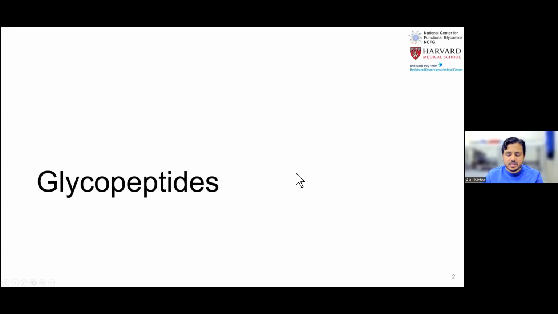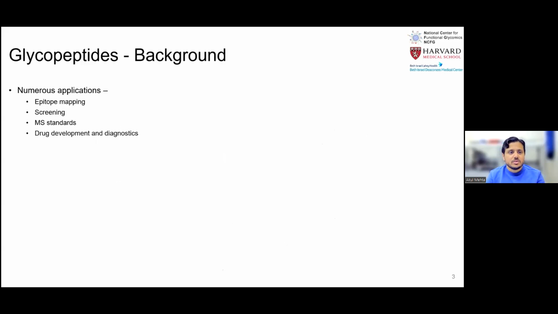So the first part I'll cover is glycopeptides. That was the main reason I joined the National Center for Functional Glycomics, to generate libraries of glycopeptides. To give you a background, glycopeptides can have numerous applications. They can be used for epitope mapping, for screening of various proteins for binding, as mass spectrometry standards, and also for drug development as well as diagnostics.